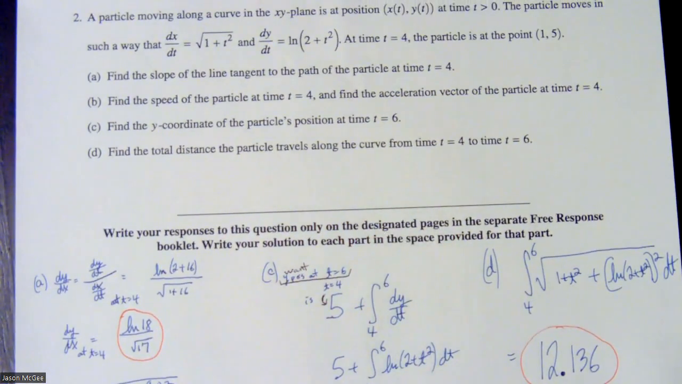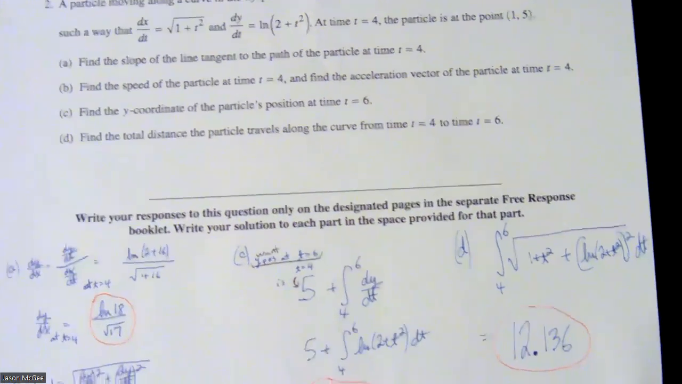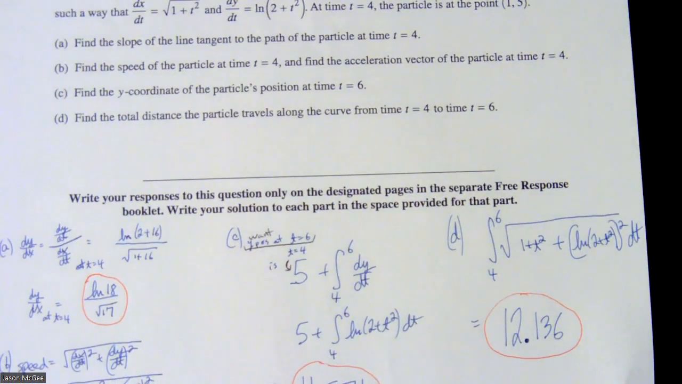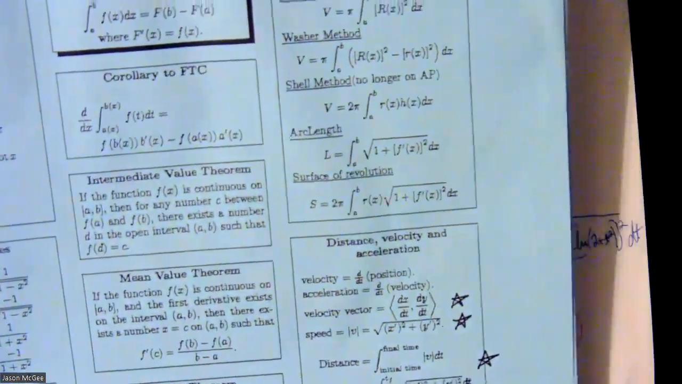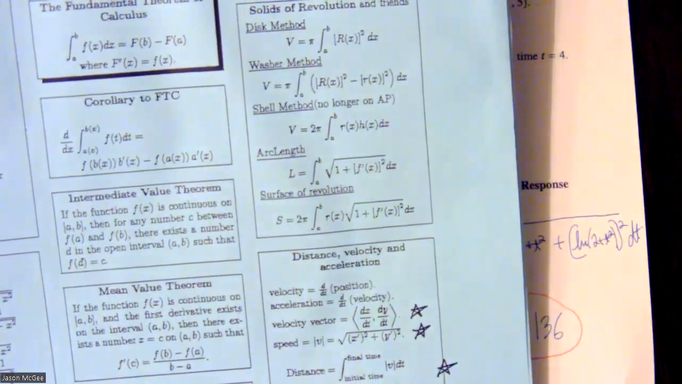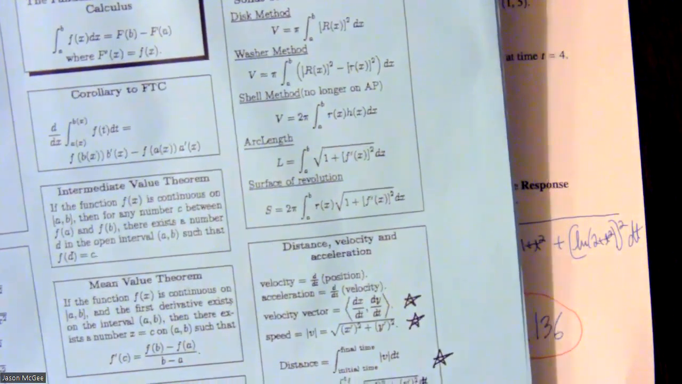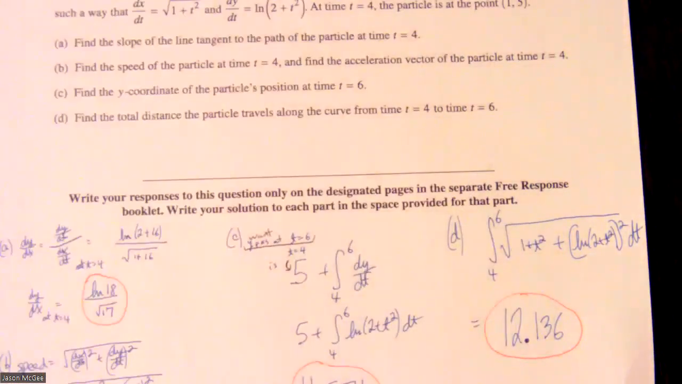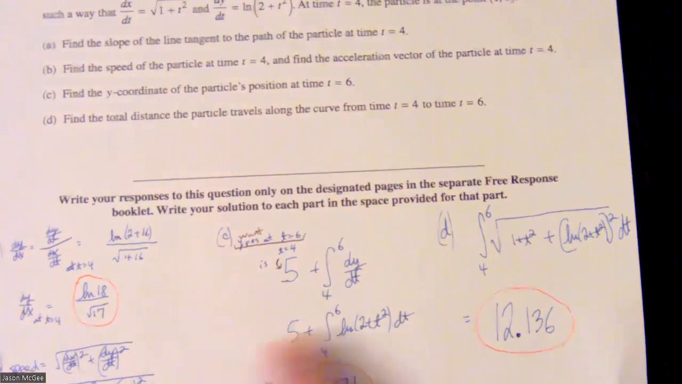Letter D is the total distance that the particle travels along the curve. This is your total distance traveled for the parametric stuff. This is like the arc length thing for the parametric stuff. And again, if you forget, that is in your blue packet, the distance traveled right there. It's just the integral of your speed formula. And so there's your speed formula, you just integrate that.